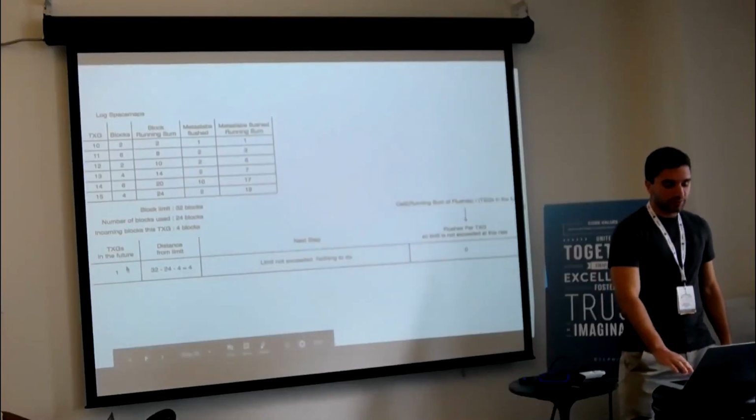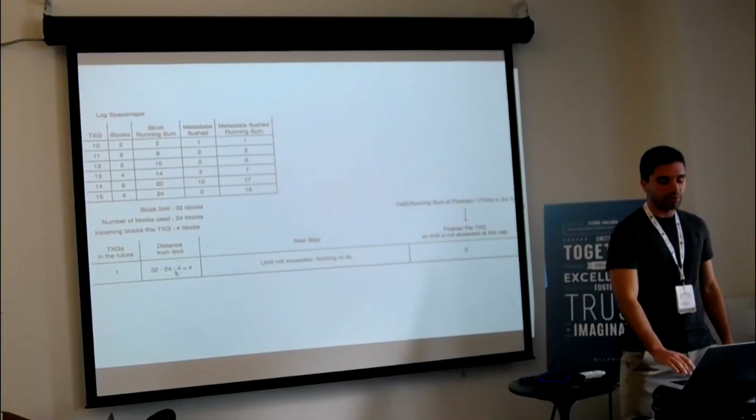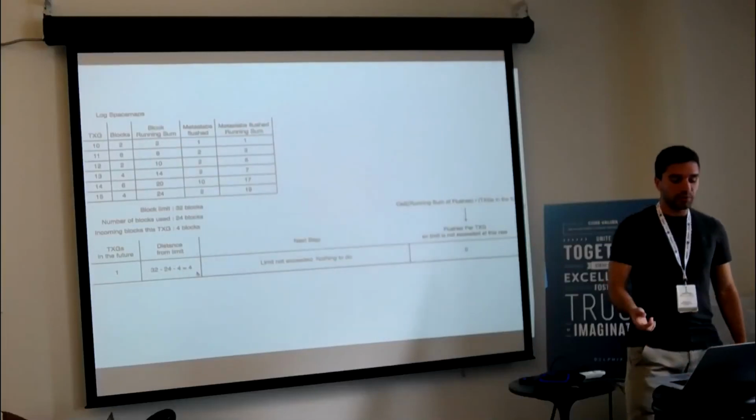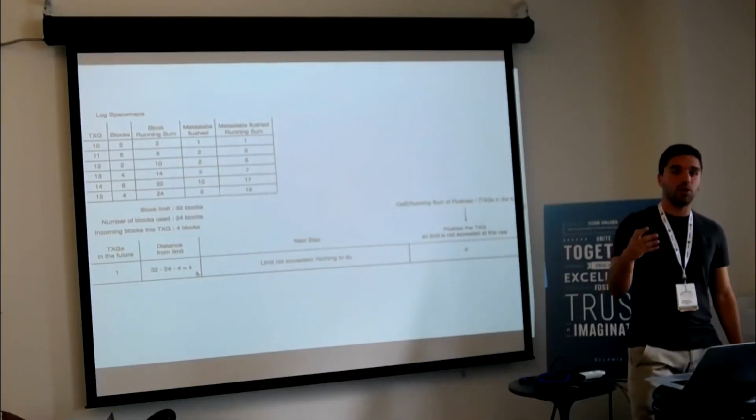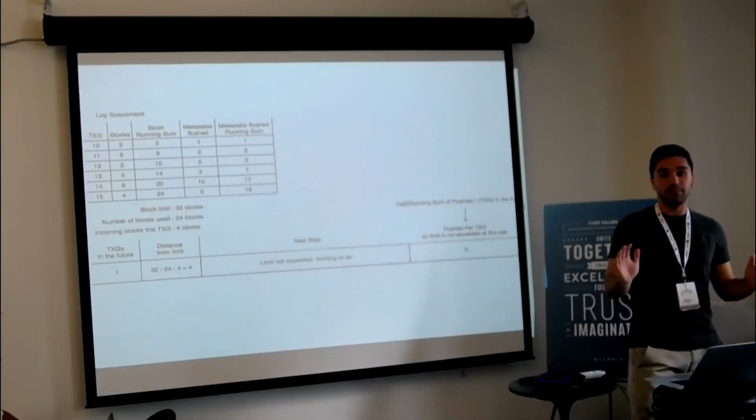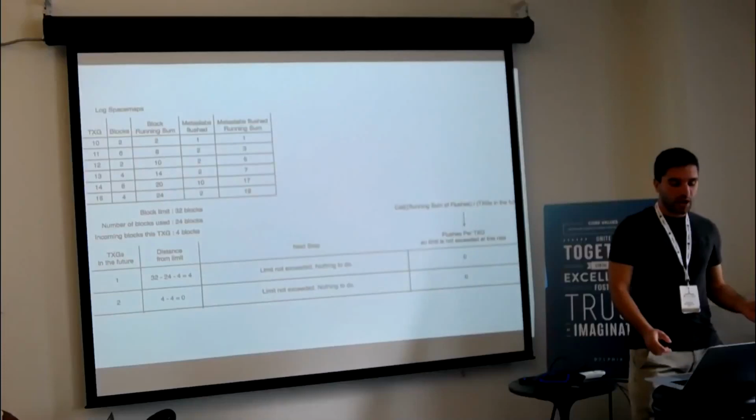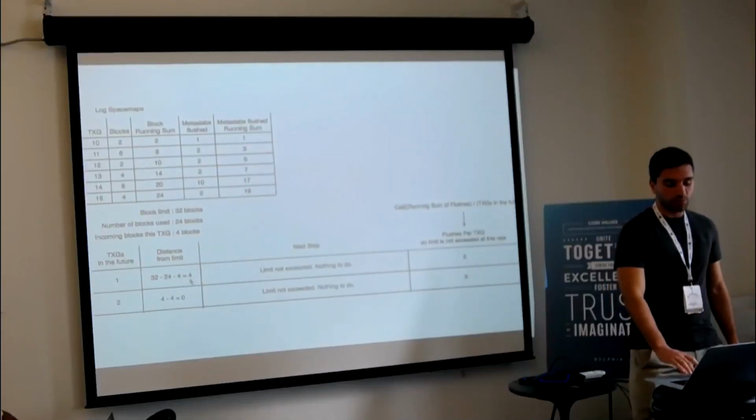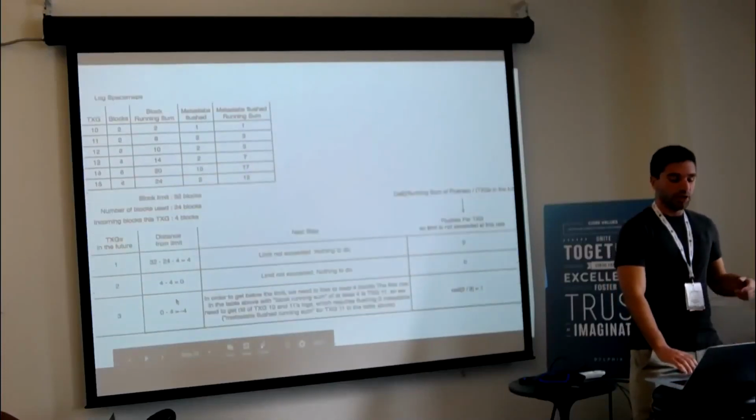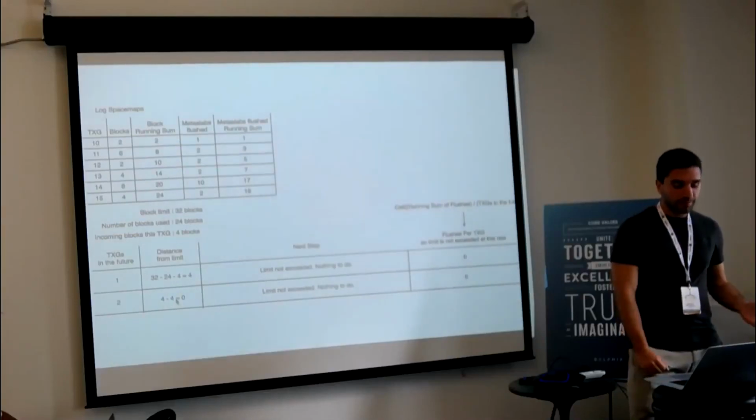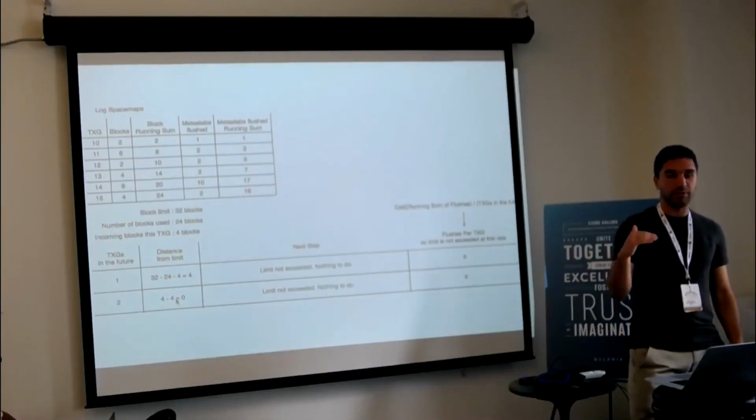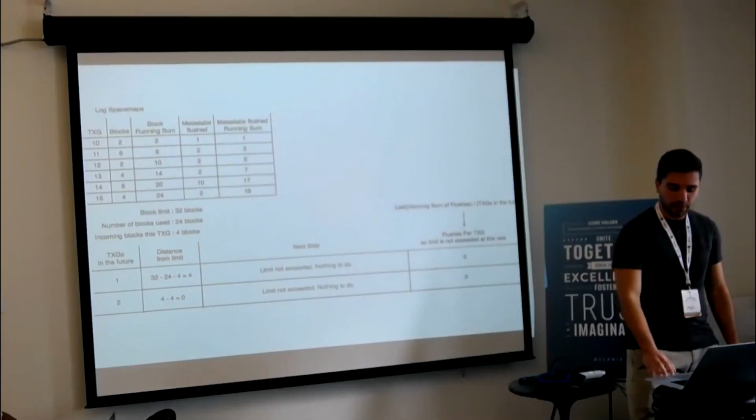In 1 TXG from now, the limit is 32, and we currently have 24 blocks in our pool, and the incoming rate is 4. So in 1 TXG from now, we would end up with 4 blocks below the limit. The limit is not exceeded, there's nothing to do. In 2 TXGs from now, as I said, we project the incoming rate, so we get exactly to the limit in 2 TXGs from now.